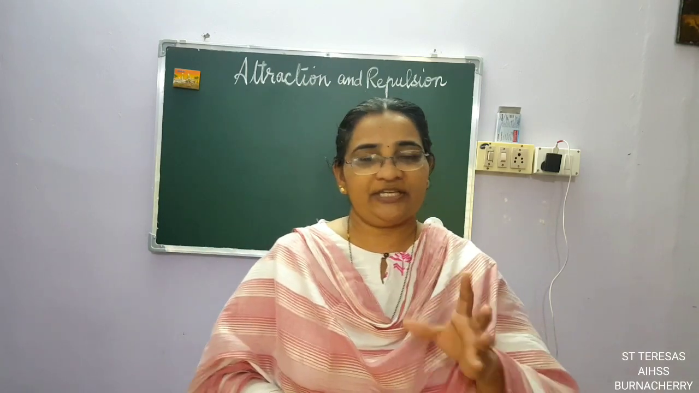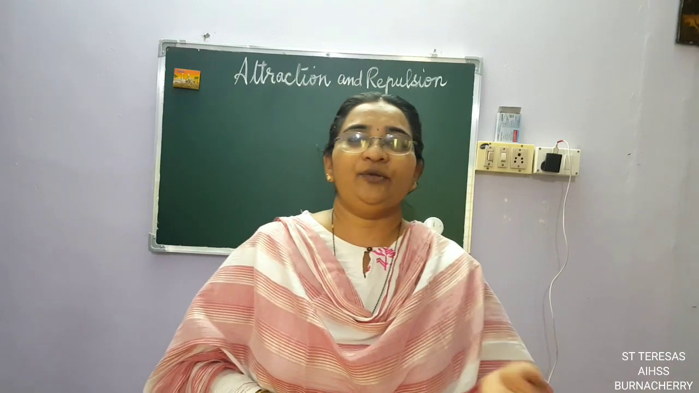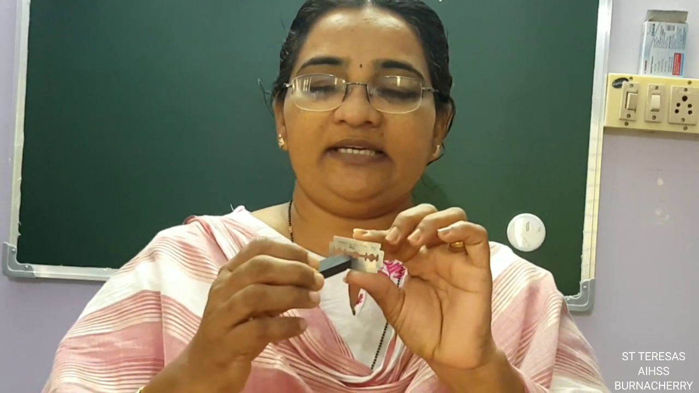So we all have certain things with us, isn't it? In your kit, you have a magnet and you have certain magnetic substances. So I am going to take out a magnetic substance. So this is a blade, as all of you know. So this is a magnetic substance, isn't it? Why is it a magnetic substance? Because it gets attracted to a magnet.